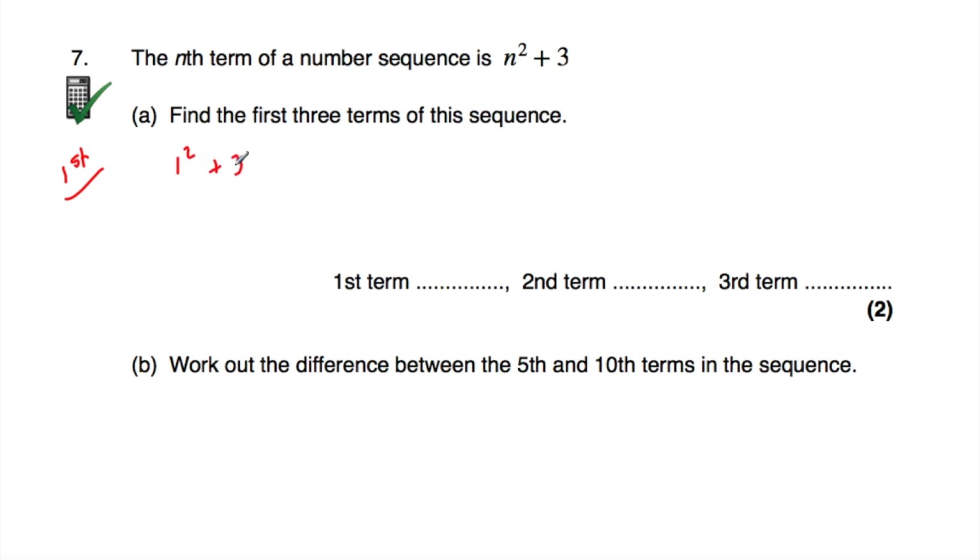And 1 squared is 1, plus 3 is equal to 4. So the first term of the sequence is 4. The second term in the sequence, we would do 2 squared plus 3. So 2 squared is equal to 4, plus 3 is equal to 7. So the second term of the sequence is 7.